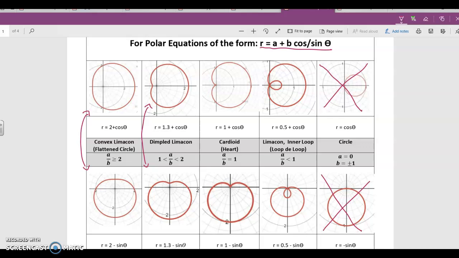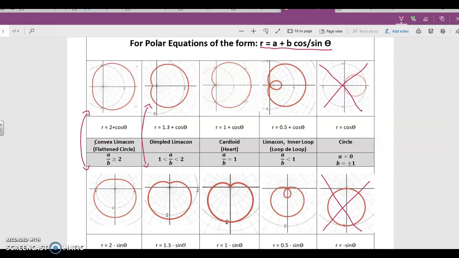So if it's cosine, your Limacon is going to be symmetric over the x-axis. And if it's sine, your Limacon is going to be symmetric over the y-axis. But you'll notice that these are both what we call convex or flattened Limacons. So really you only have to remember 4 different types of shapes and then which axis they're symmetric over. So how do we know what type of shape we have?